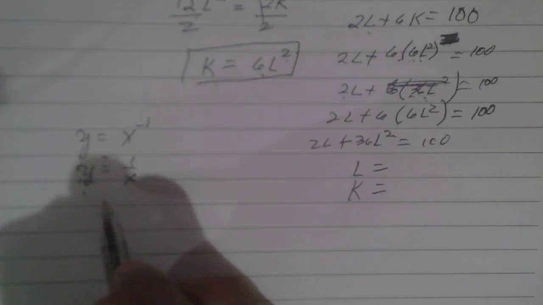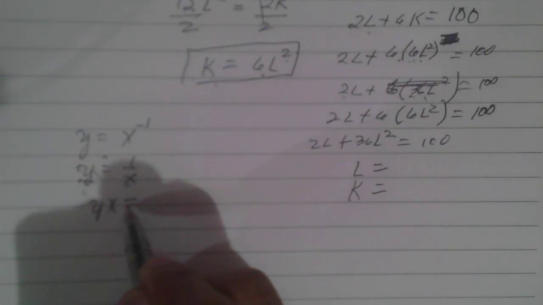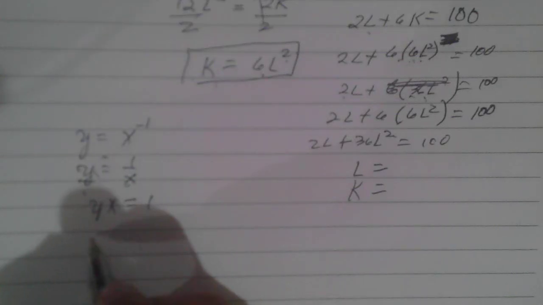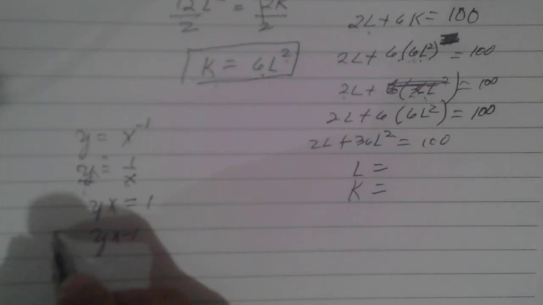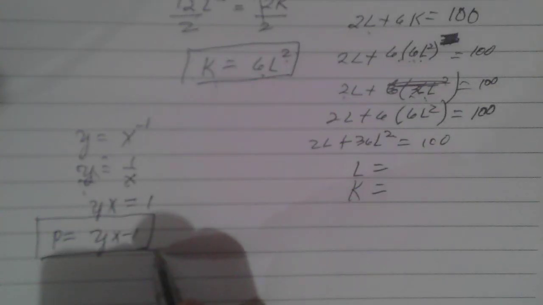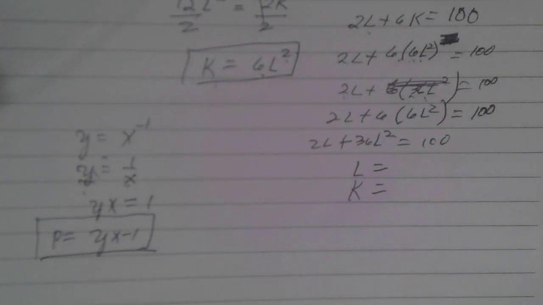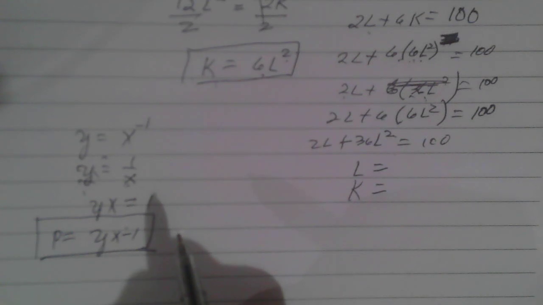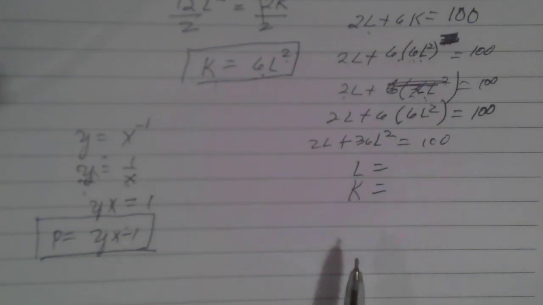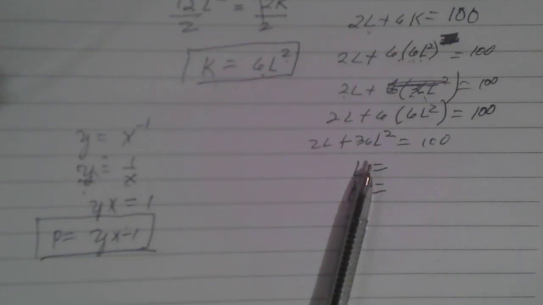Its equivalent is 1 over x. So cross multiply: y times x equals 1. Transfer to the other side: yx minus 1. So that is the utility curve. It's quite easy, no? It no longer has an exponent.